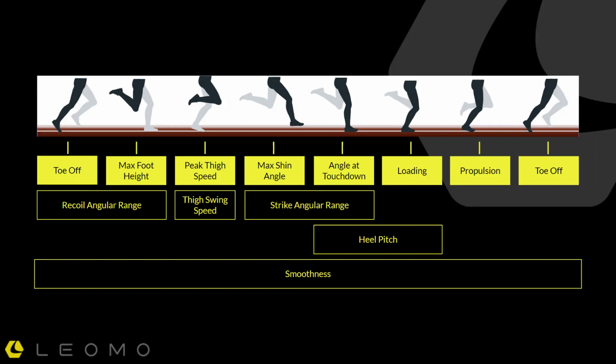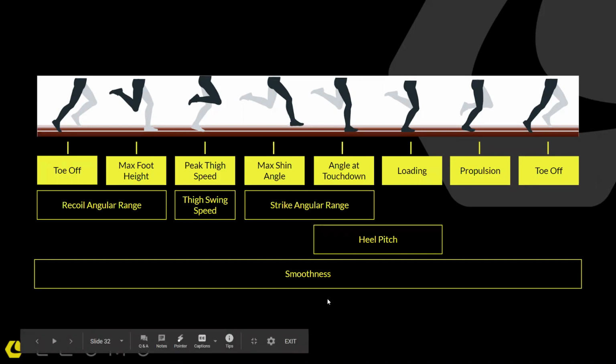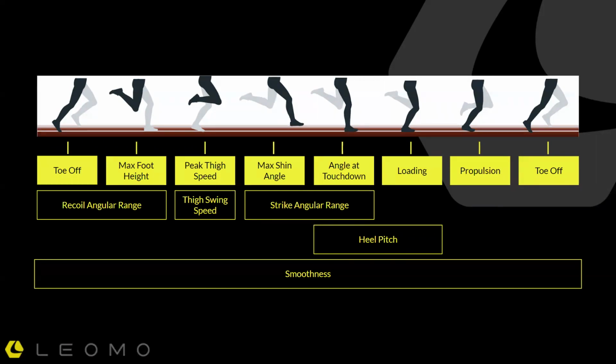So we've got recoil angular range happening from toe off to max foot height, thigh swing speed, strike angular range, sort of at that terminal swing and down to contact. We have heel pitch, interacting with the ground, and we have the characteristic of smoothness and how we're able to maintain the center of mass motion through all of these different actions. And so let's get into these a little bit more specifically here.